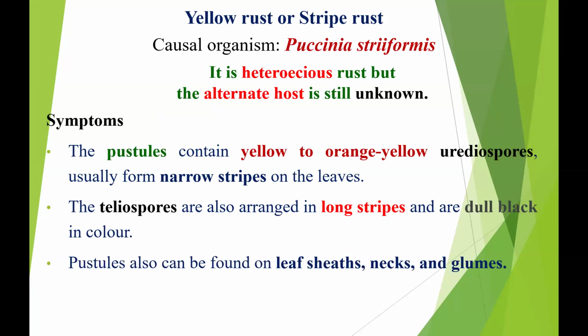The pustules are yellow to orange in color, which appear in narrow stripes, and the teliospores are also arranged in long stripes. That's why this rust is also known as stripe rust. These pustules can be seen on the leaf sheath and leaves. These are the orange or yellow pustules.